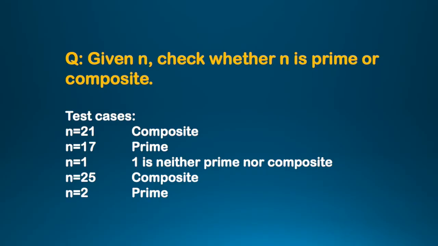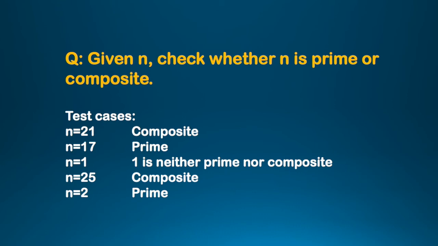Let's look at another problem. Given n, check whether n is prime or composite. So we have to check whether the number n is prime or composite. 21 is a composite number. It is divisible by 3 and 7.